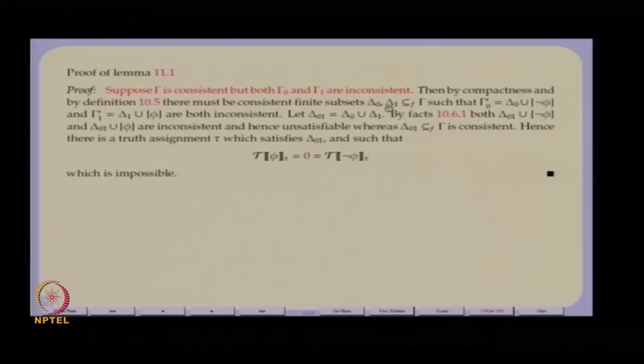Whereas delta naught and delta 1 themselves, which are just finite subsets of gamma, will be consistent because gamma is assumed to be consistent, right? So if gamma naught and gamma 1 are inconsistent, then there exist finite subsets delta naught and delta 1 of gamma, such that delta naught union not phi and delta 1 union phi are both inconsistent. Let's call them gamma naught prime and gamma 1 prime.